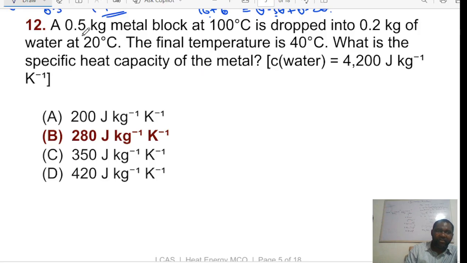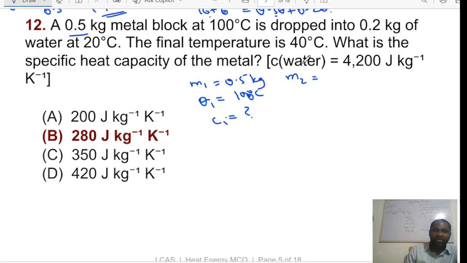Still the same thing. The mass of the metal, I can call it M1, is 0.5 kilogram, and the initial temperature is 100 degrees Celsius, and obviously the hotter one, and we are looking for the specific heat capacity. We don't know what it is, but the mass of water M2 is 0.2 kilogram, and the temperature of water here is 20 degrees Celsius. Then the specific heat capacity of water is given to be 4,200 joules per kilogram per Kelvin.